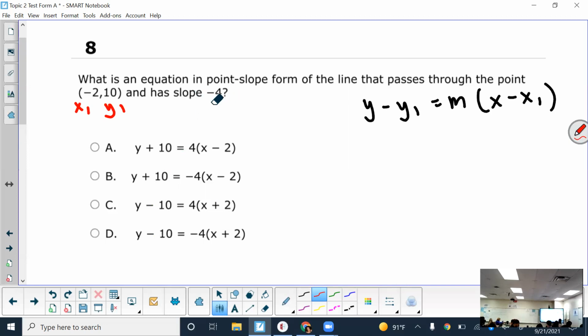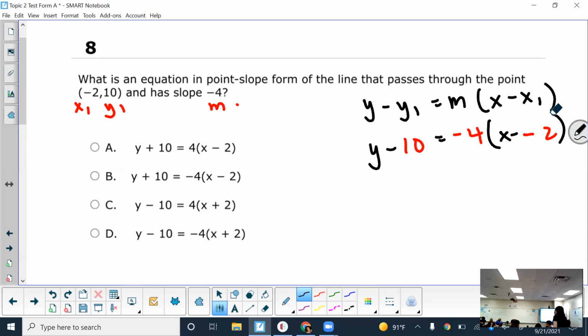All right. So if you want to label it first, that's probably a good strategy, and then plug it into your formula. So we have -2 under where the x1 goes, 10 for where the y1 goes, and -4. Are you seeing this? I'm writing it under the formula, and then bringing everything else from the formula down. So it's y minus 10 equals -4, parentheses x minus a -2.